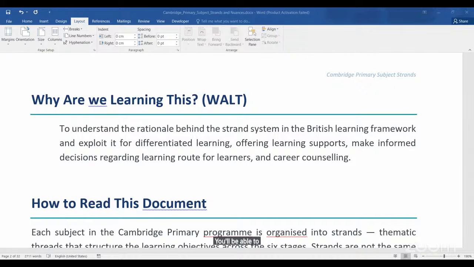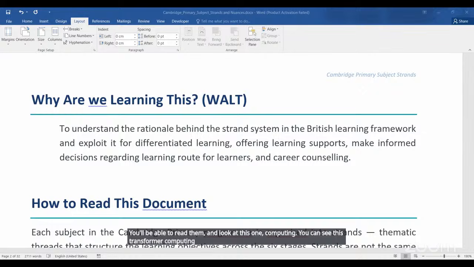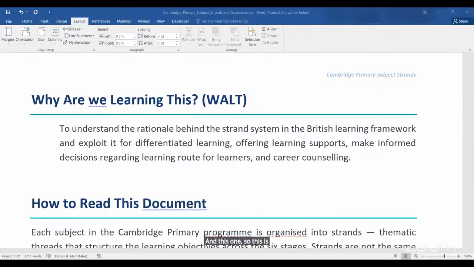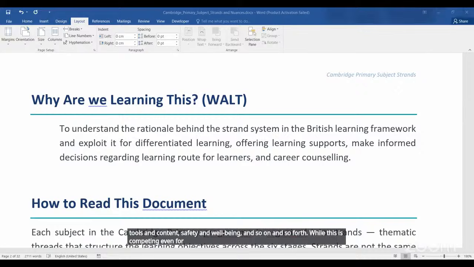And look at this one, computing. You can see the strands under computing. And this one also has tools and content, safety and well-being, and so on. While this computing is different: it has computational thinking, programming, managing data, networks and data communication, computer systems. So they are different. It helps you to understand what we are teaching.